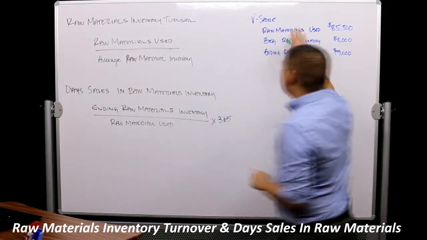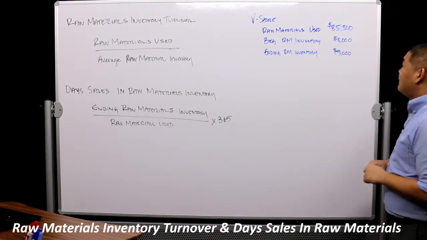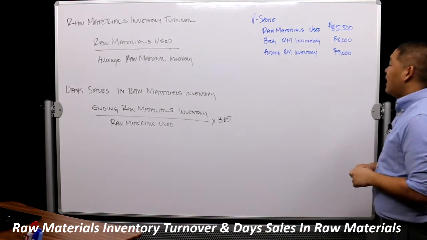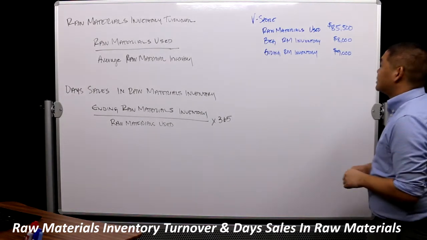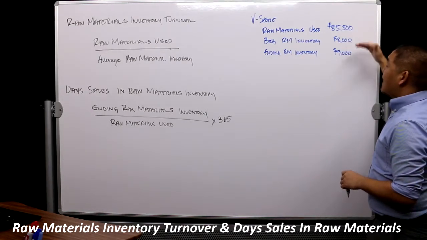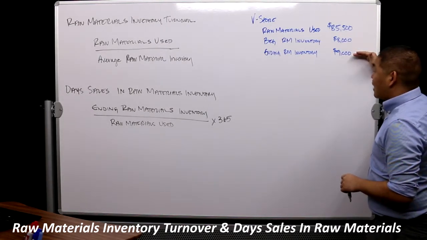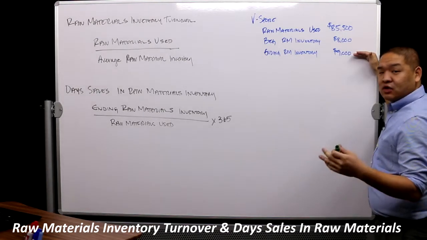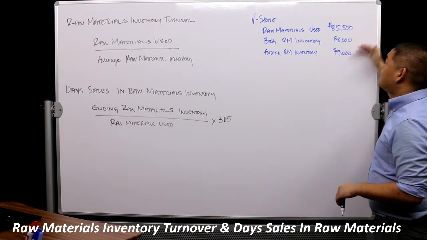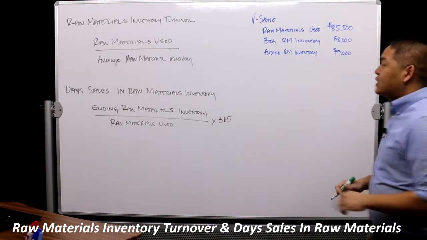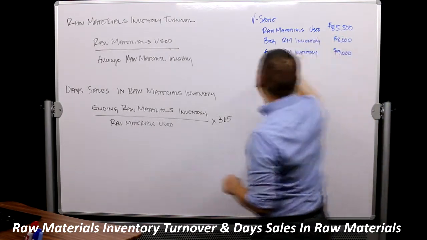We've got V-store over here with raw materials used of 85,500, beginning raw material inventory of 8,000, ending inventory of 9,000. So their raw materials started with $8,000 in the beginning of the year. At the end, they had $9,000 of ending raw material inventory still in stock. They used $85,500 worth of raw materials. So we take raw materials used, which is 85,500.